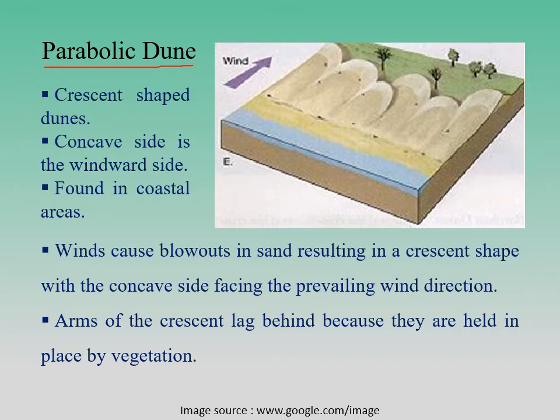But in the case of a parabolic dune, the concave side is facing the upwind direction and the convex side faces the downwind direction. Also, the horns, the pointed tips of the crescent shaped dunes, in the case of parabolic dunes, are always facing the upwind direction. Now, these parabolic dunes are the modified forms of coastal dunes. They form when wind causes blowouts of sand resulting in a crescent shape.